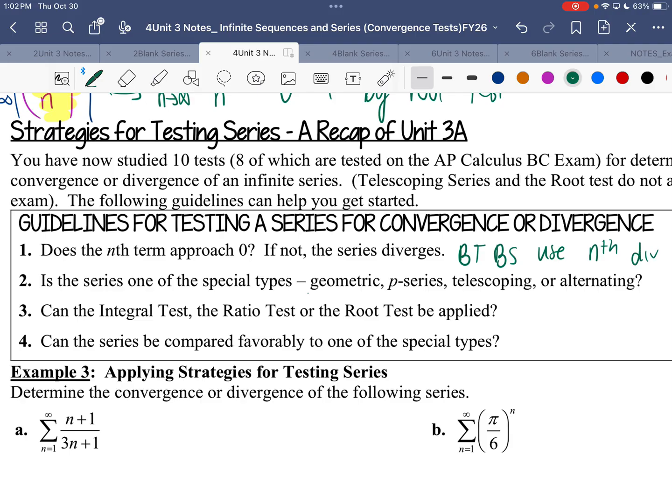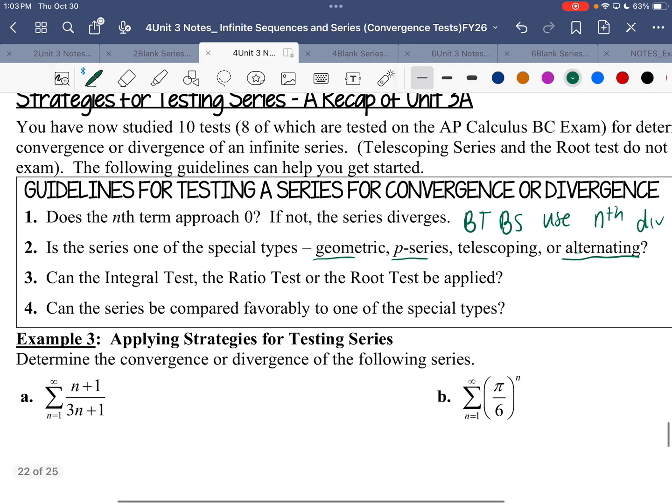If it's a special type, geometric, p-series, probably not going to worry too much more about telescoping or alternating series, do those specific tests. Sometimes the best test to use is unfortunately the integral test, like on number 2. Anytime you see an ln, you should be integrating, especially ln with an n in the denominator, because the u-sub would be easy and cancel out that n in the denominator. And then bada bing, bada boom, pretty easy integration from there.